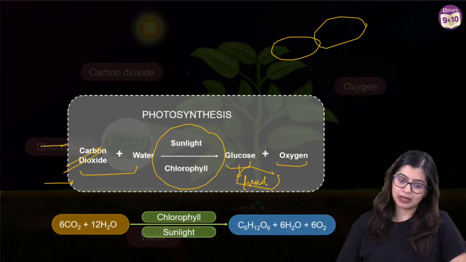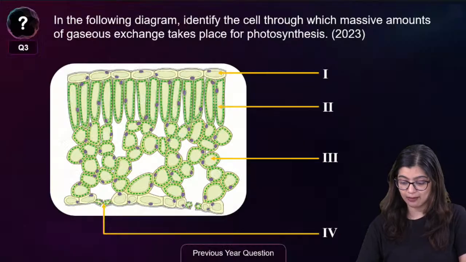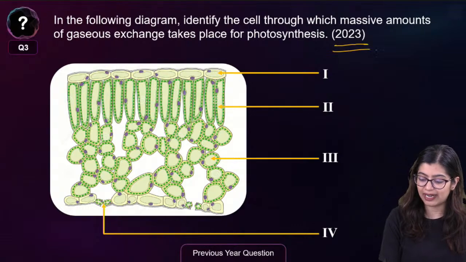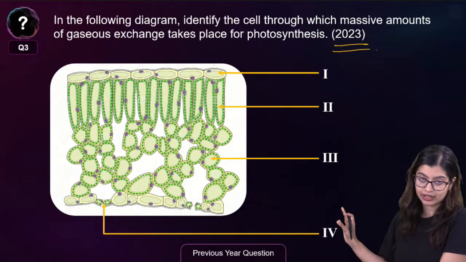So everyone, in the meanwhile, we're going to be solving some questions now. We're going to do PYQs. So first up, I have the first question. Yes. So this was there in 2023. This is a question where we have a section of the leaf given to us.